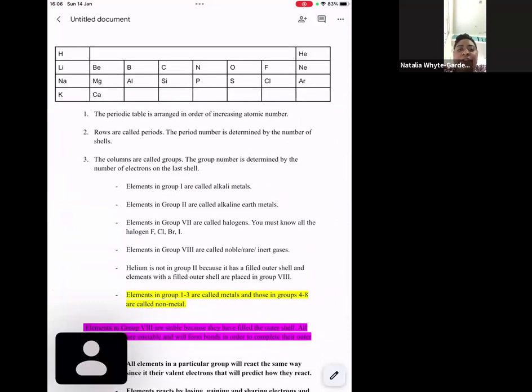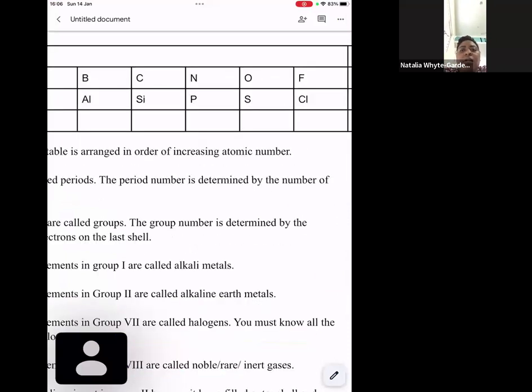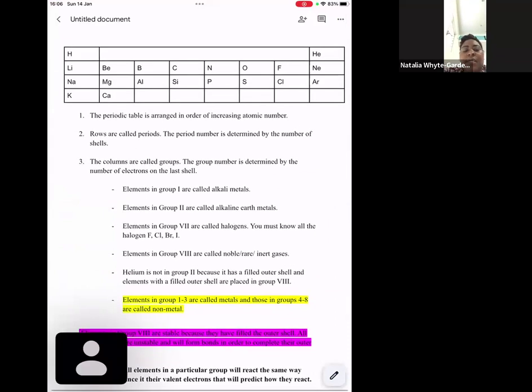Now, here we have a list of the first 20 elements. We have hydrogen, helium, lithium, beryllium, boron, carbon, nitrogen, oxygen, fluorine, neon, sodium, magnesium, aluminum, silicon, phosphorus, sulfur, chlorine, argon, we have potassium, and we have calcium.